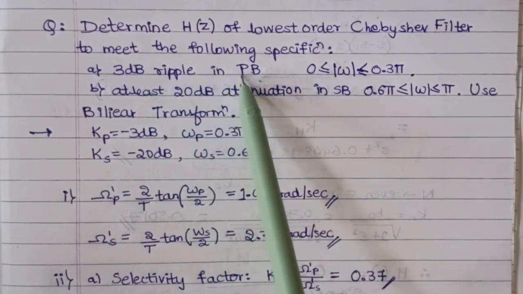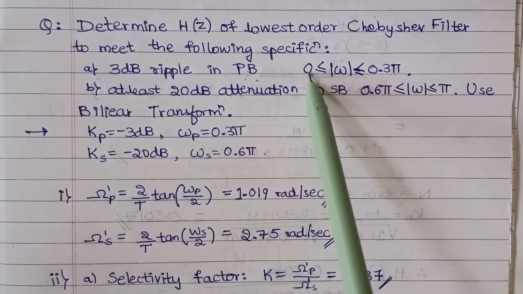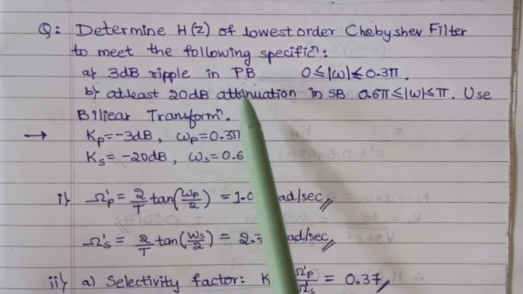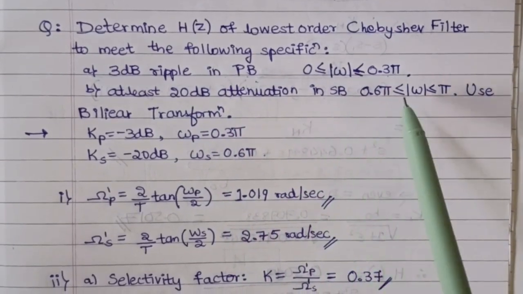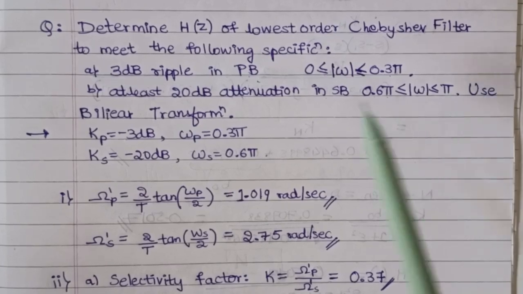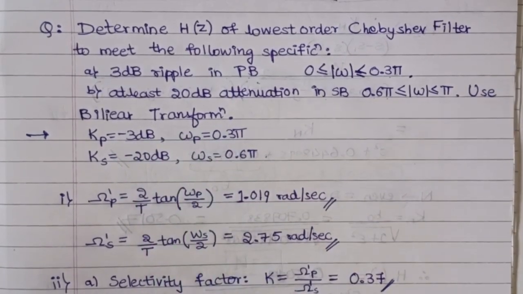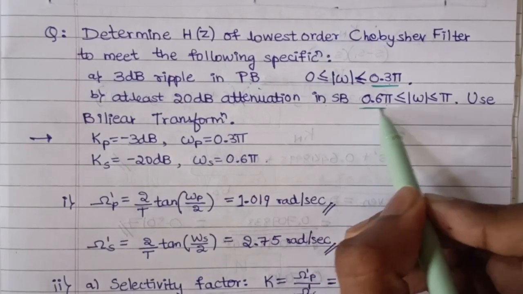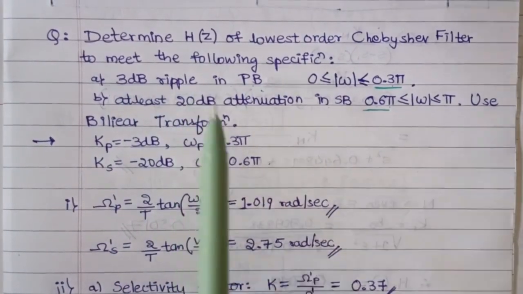The question given is: determine H(z) for the lowest order Chebyshev filter to meet the following specification. 3 dB ripple in the pass band when omega is greater than or equal to 0 and less than or equal to 0.3 pi. At least 20 dB attenuation in the stop band when omega is greater than or equal to 0.6 pi and less than pi. Use bilinear transformation. The given values are omega p and omega s, kp and ks.